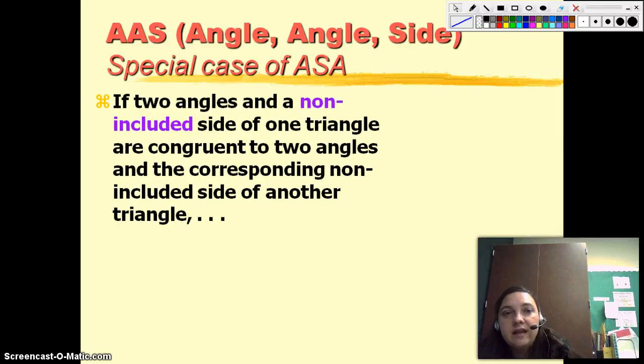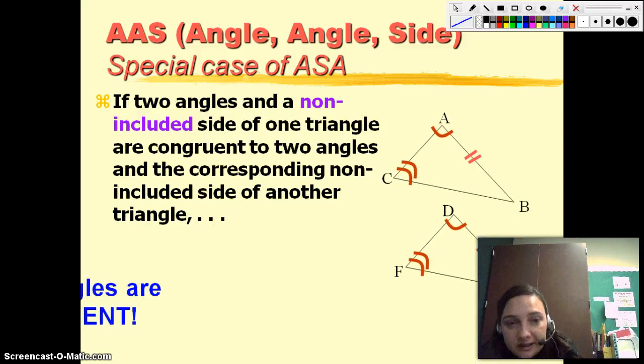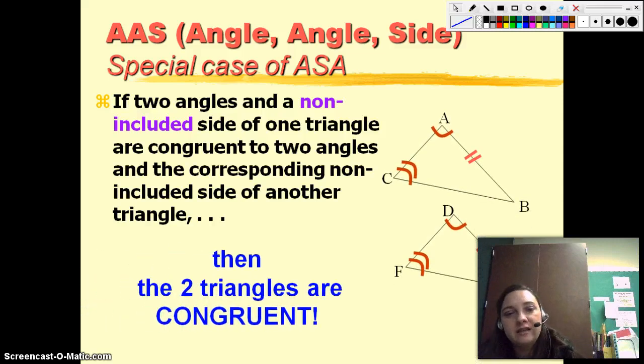Next one is angle, angle, side, which is a special case of the angle, side, angle. If two angles and a non-included side of one triangle are congruent to two angles and the corresponding non-included side of the other triangle, then the triangles are congruent.